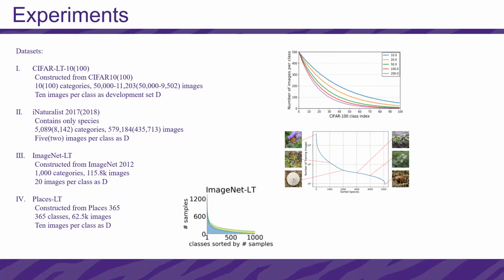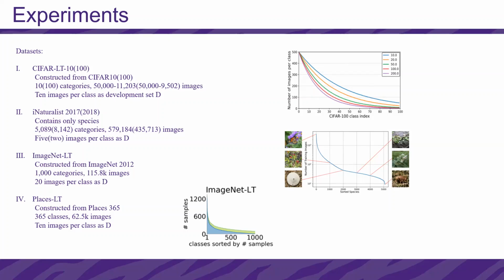Now we talk about the experiments. In this paper, they use 6 datasets: the CIFAR, iNaturalist, ImageNet, and Places. The CIFAR long tail 10 and 100 were constructed from the CIFAR-10 and contain 10 or 100 categories, about 50,000 to 11,000 images.